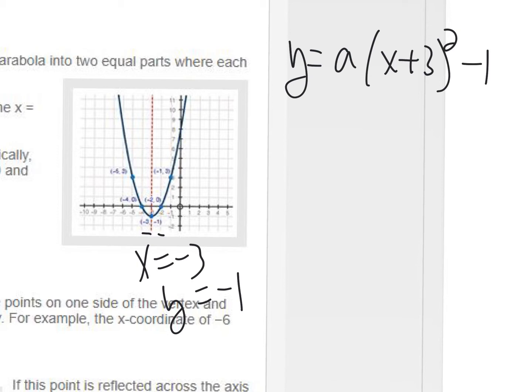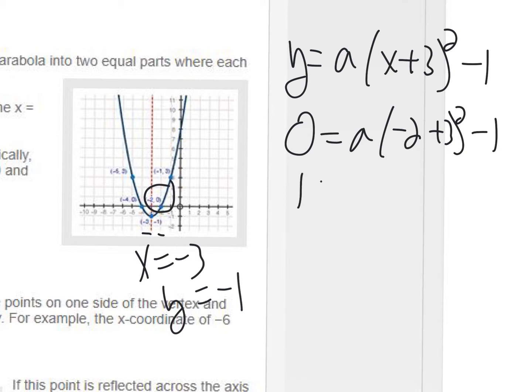I see a point that's on the curve. Let's do negative 2, 0. 0 is always nice to use. So 0 equals a times (negative 2, because that's x for that point, plus 3) squared minus 1. I'll add 1. And then negative 2 plus 3 is 1. Square it, we get 1. So a is 1. So this is a nice, easy parabola. No stretch factor, so I don't even need to write anything there.